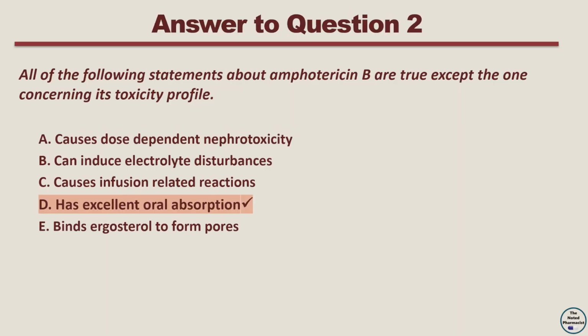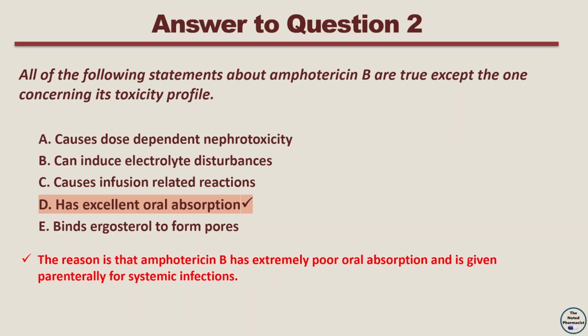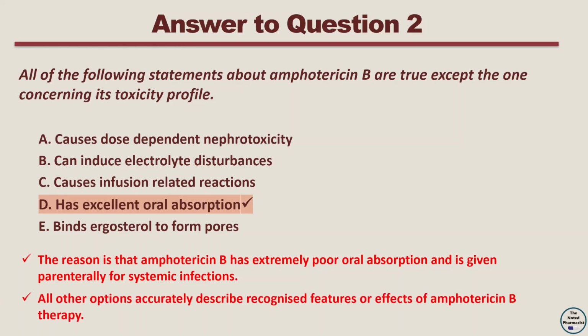The correct answer is option D. Has excellent oral absorption. The reason is that amphotericin B has extremely poor oral absorption and is given parenterally for systemic infections. All other options accurately describe recognized features or effects of amphotericin B therapy.